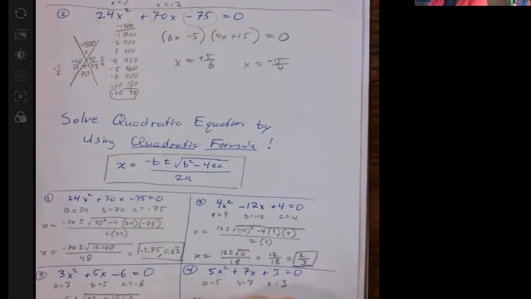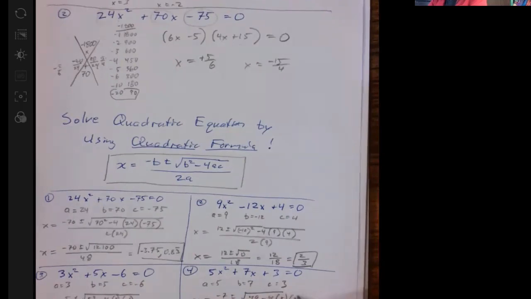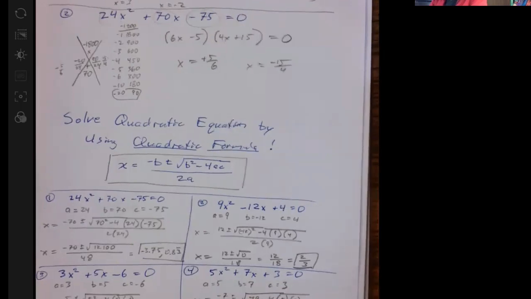I plug it into the quadratic formula. X equals negative B plus or minus square root of B squared minus 4AC, all over 2A. Oh, I did 7 squared. I didn't write it as 7 squared, I wrote it as 49. Negative 7 plus or minus. Okay, let's figure this out.